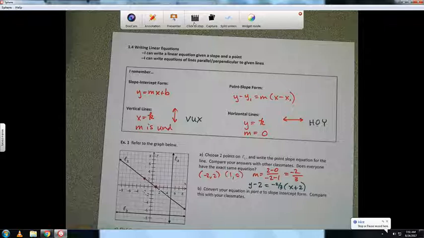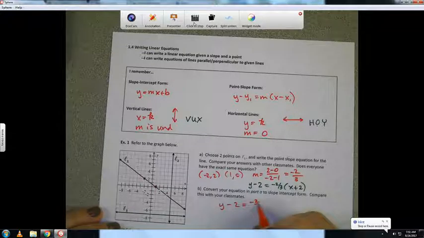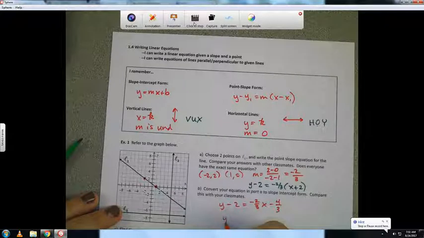Alright, so now if we want to convert this to slope-intercept form, because some people just are really super attached to that, the first thing that we're going to do is distribute the negative 2/3, then add the 2 to both sides, and negative 4/3 plus 2 is 2/3. And that would be the slope-intercept form.